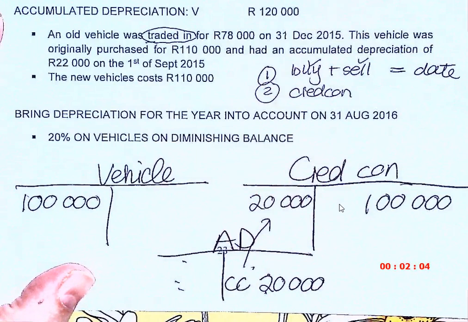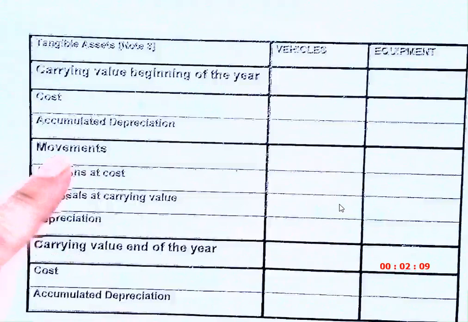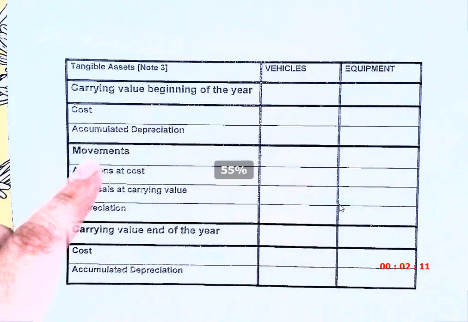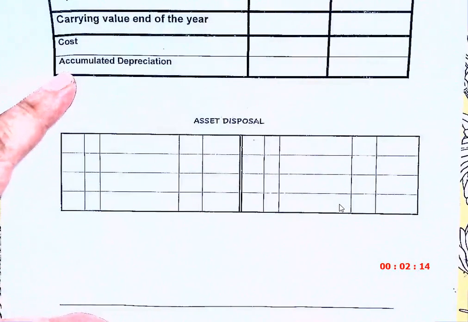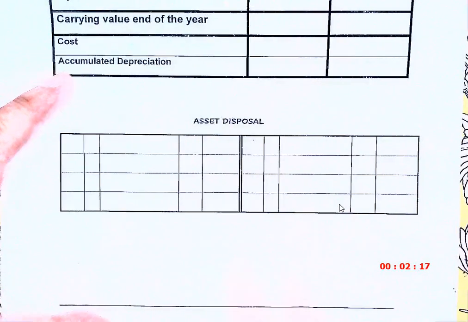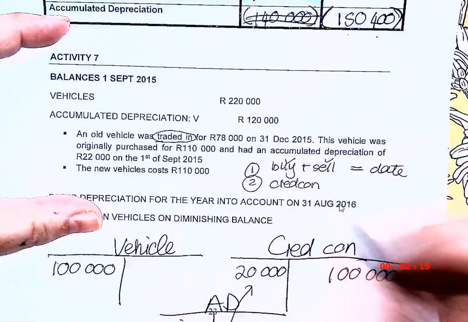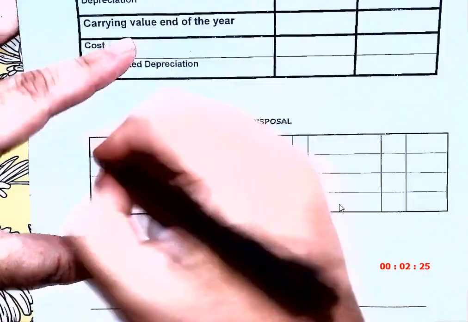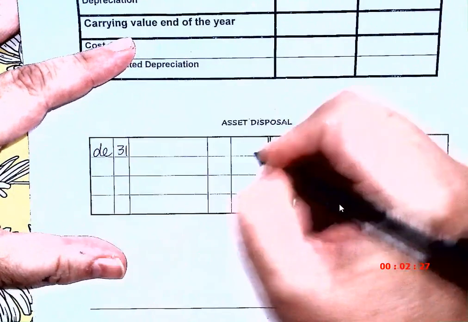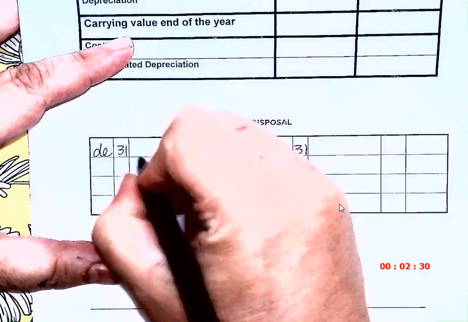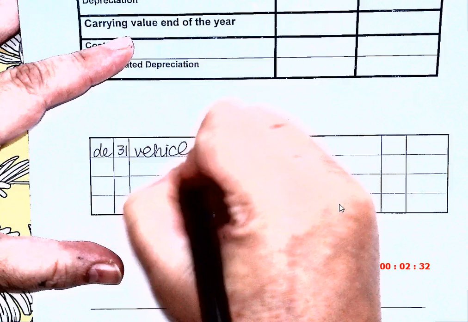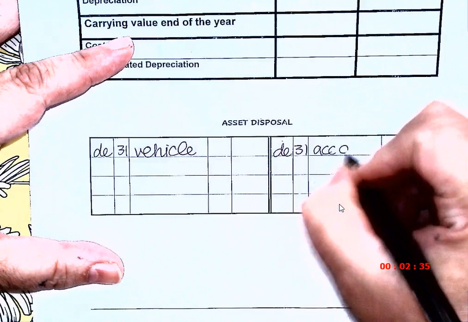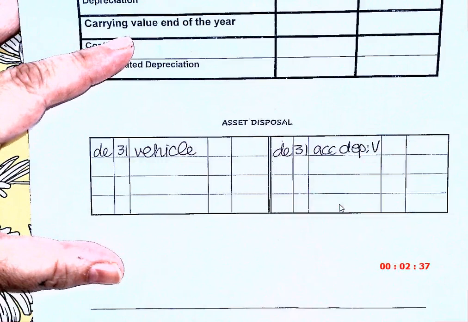Right. So let's focus on what did they ask me. They asked me a note. Okay? They also asked me an asset disposal. So I'm going to start with my asset disposal. When did I sell this vehicle? 31st December. So the first thing I do is I go and I write in December 31st. Now I know it's a vehicle, so it's going to be vehicles, accumulated depreciation on vehicles. Please don't abbreviate ACD, right?